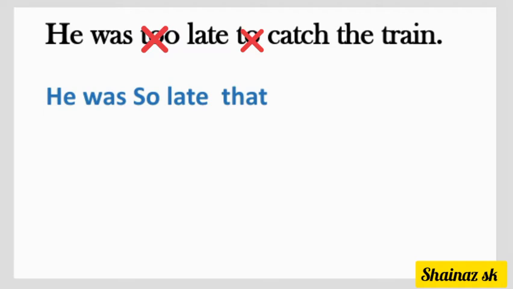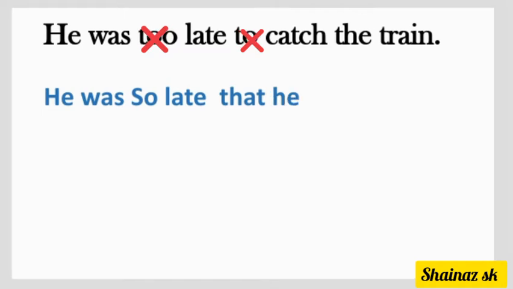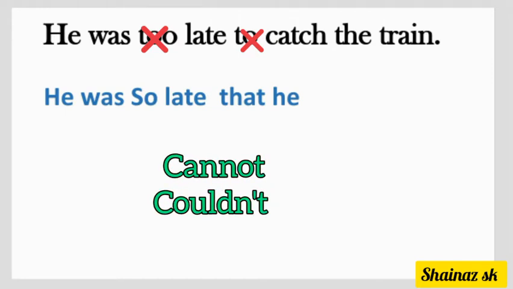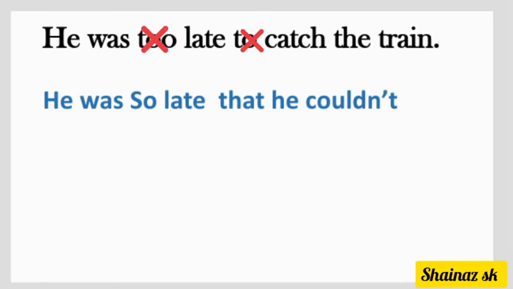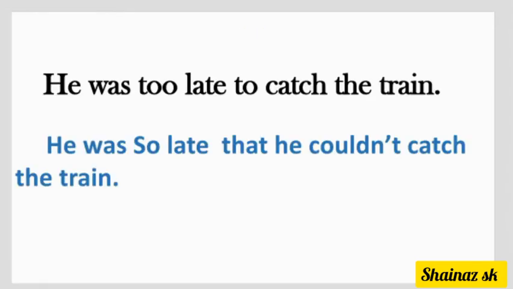Then we will add the pronoun according to the subject. Here "he" is the subject, so we will write "he". As the given sentence is positive, we will add the negative word, "cannot" or "could not", according to the tense. Here the tense of the sentence is past tense, so we will add "could not". So the sentence will be like this: He was so late that he could not catch the train.